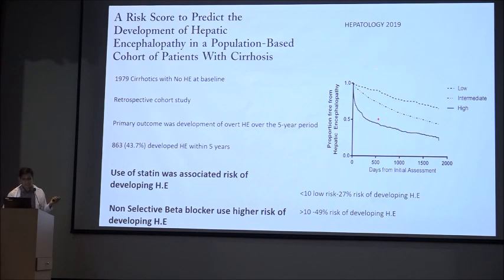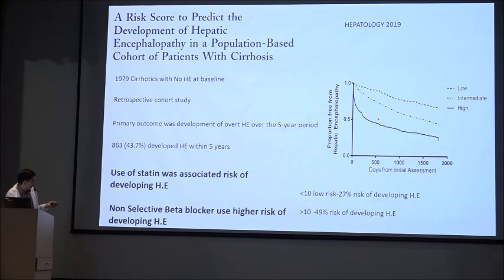This was a Hepatology article. They used nearly 2,000 cirrhotic patients who did not have hepatic encephalopathy at baseline. This was a retrospective cohort, and their outcome was to measure the development of overt hepatic encephalopathy over a 5-year period. What they found was 43% developed HE within 5 years, and they calculated a score. If the score was less than 10, 27% had a risk of developing HE, and if it was more than 10, 49% developed HE.